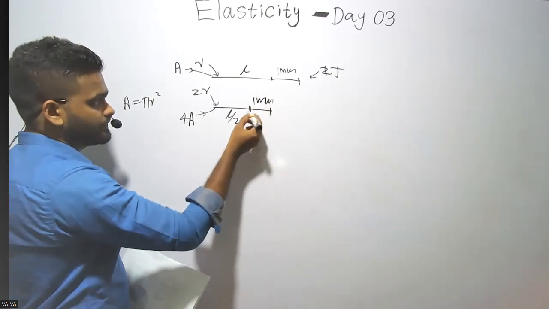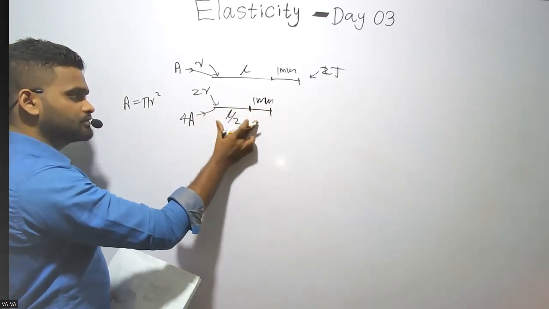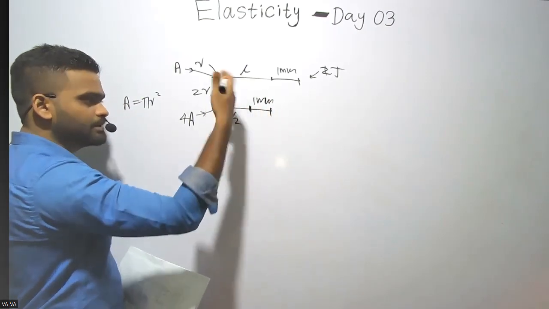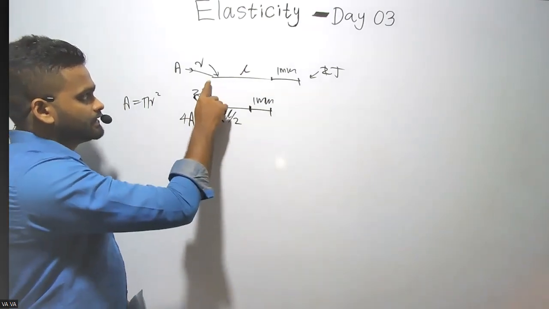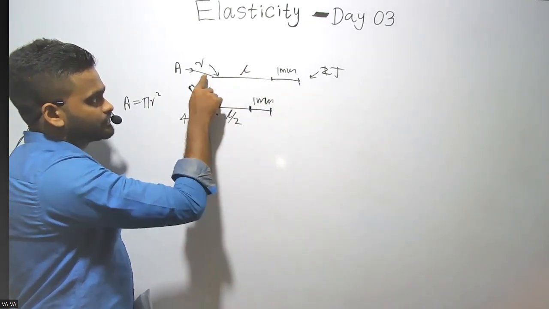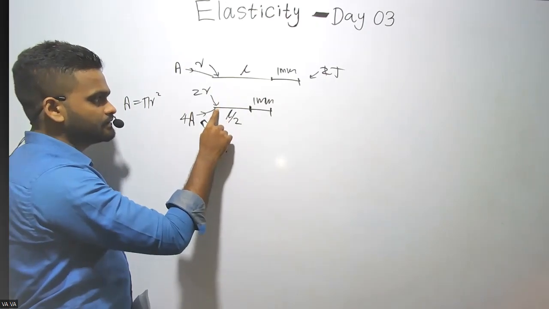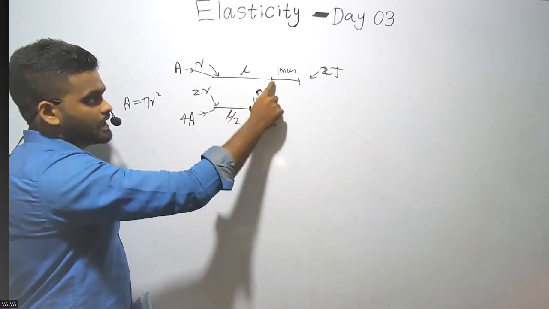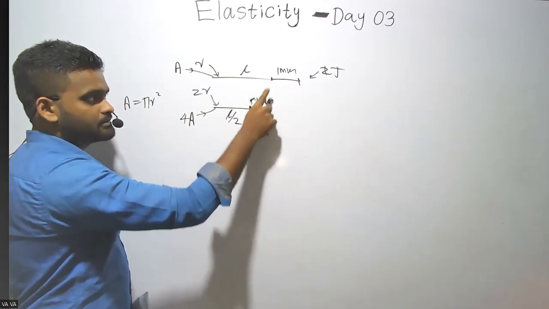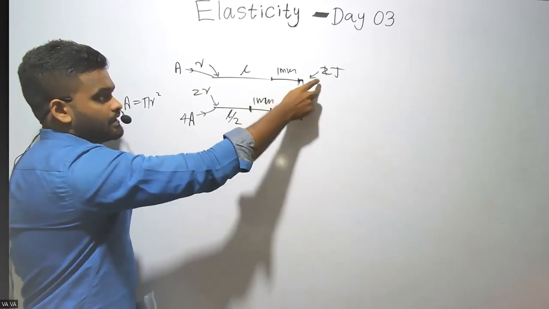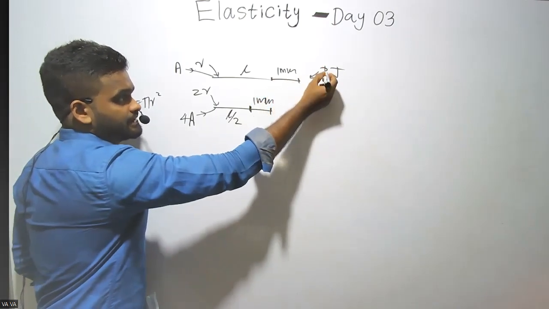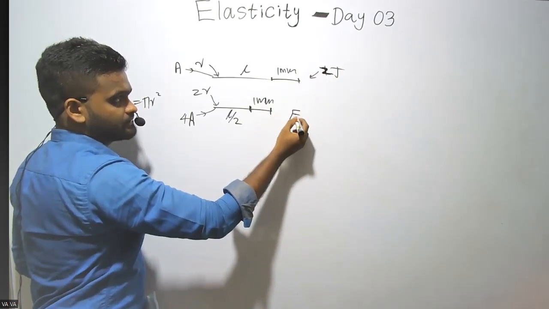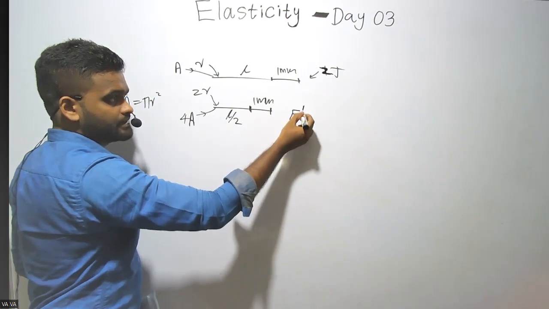So what they ask is, how much work do we need in this case? There are too many variables here. We have a length L wire with cross section A and another wire with half the length and 4 times the cross section. We extend both wires by the same extension. For the first wire to have that extension, they say the energy required is 2 joules. Then for the second wire, what they ask is what is the energy requirement.